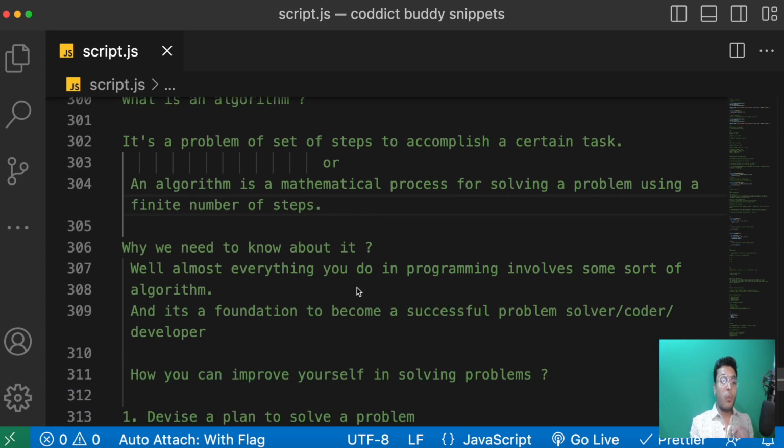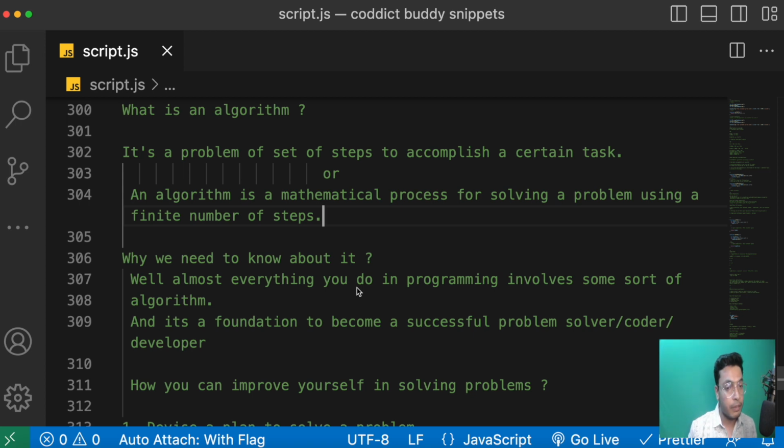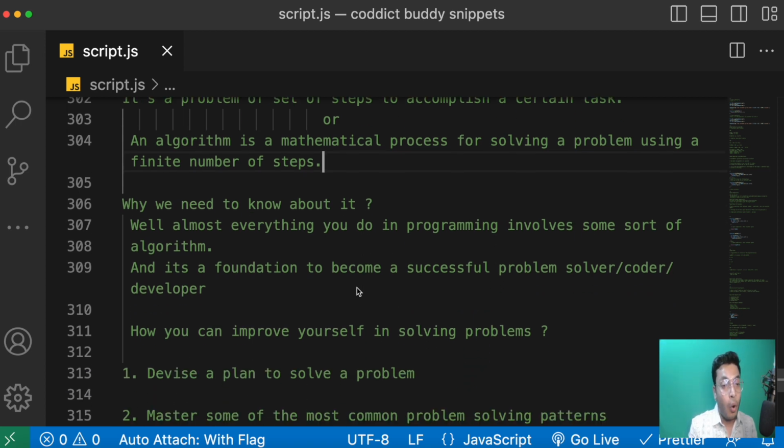Now, why do we need an algorithm? Well, as I already mentioned, you are surrounded by algorithms all over the place. Almost everything you do in programming involves some sort of algorithm. And the more important thing is that it is a foundation to become a successful problem solver, coder, or developer. Because if you know how to solve a problem, then you can literally do anything. You can literally break through in coding.